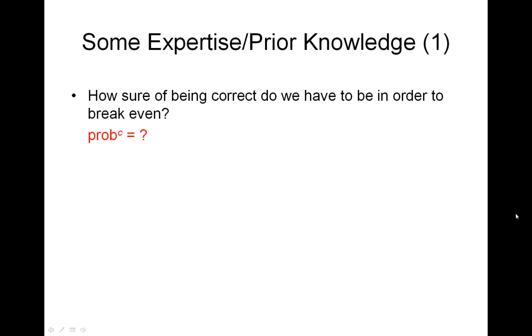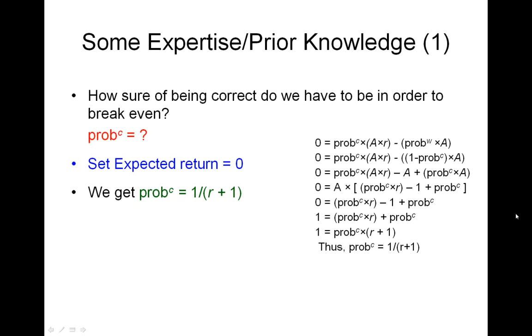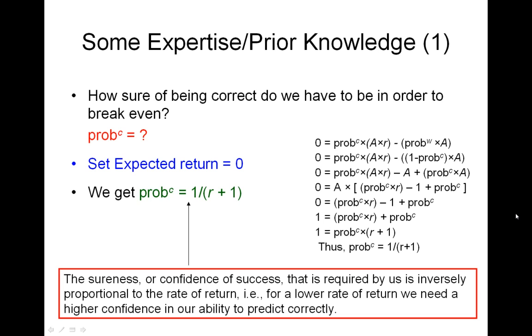So let's assume that we have some expertise or some prior knowledge. How sure of being correct do we have to be just in order to break even? In other words, what does the probability of our being correct have to be? In order to do that, we can set our expected return to be 0, which is to say we don't make a profit or we don't make a loss, we break even. Given our earlier formula, we get probability of being correct as 1 over r plus 1, and some of the math used to derive that is given on the right for those of us who are interested. But what it boils down to is that the probability of being correct is inversely proportional to our rate of return.